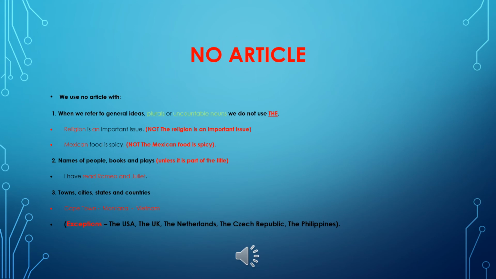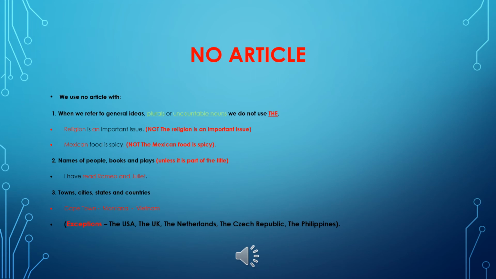Now, no article. Situations or cases when we use words with no articles. We use them with no articles when we refer to general ideas, plurals, or uncountable nouns. We don't use the definite article the. For example, religion is an important issue, not the religion is an important issue. By the way, religion is like Buddhist, Christian, or Islam. They are all different kinds of religion.